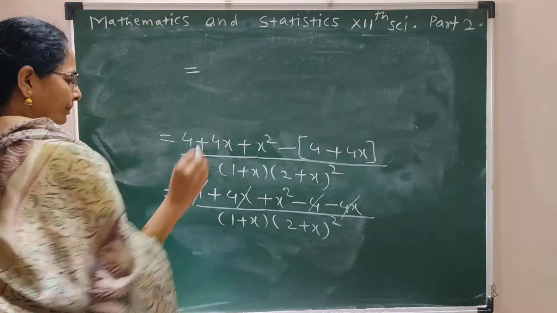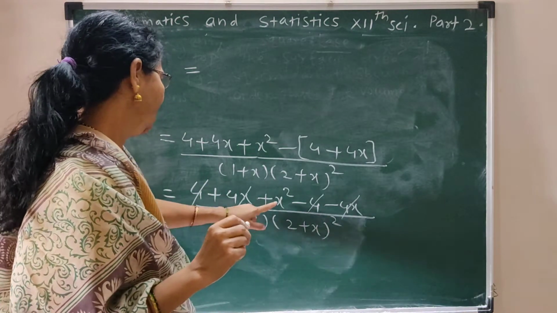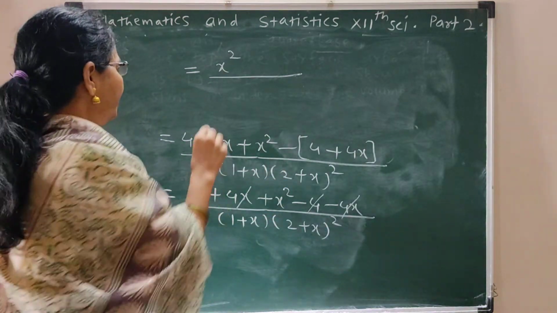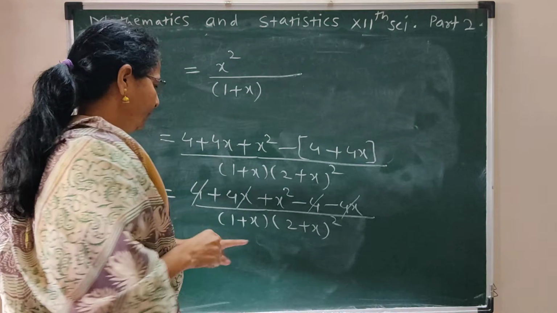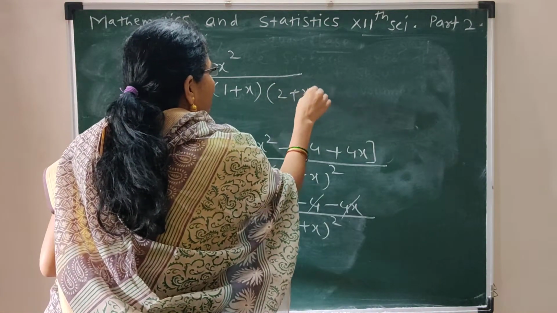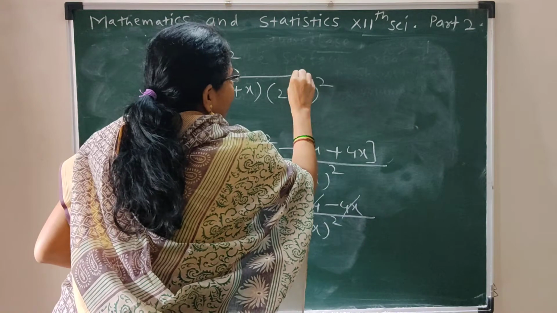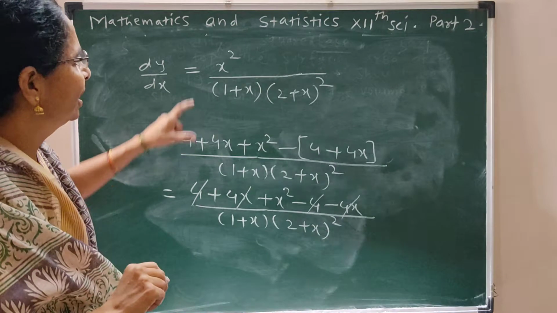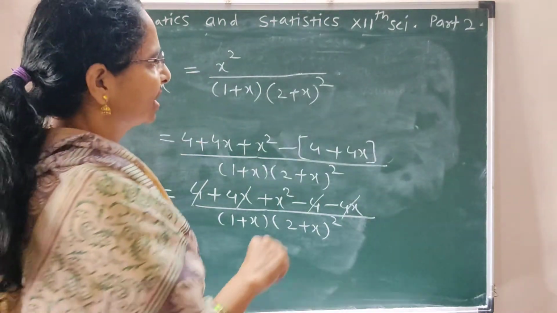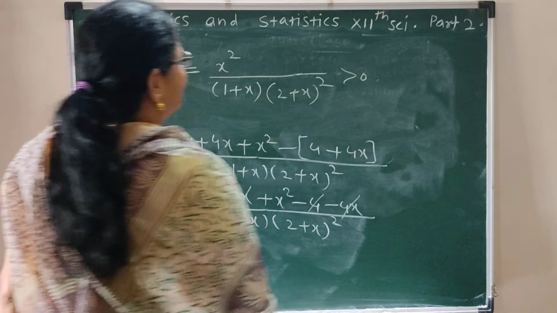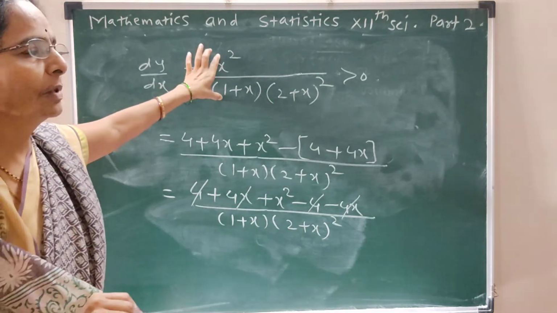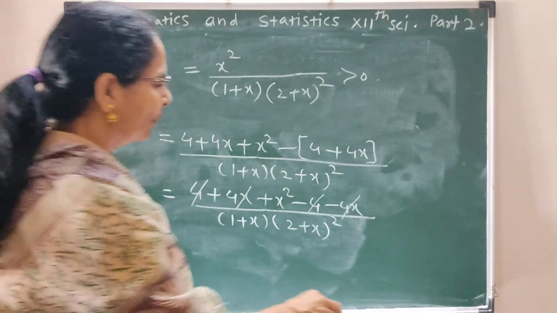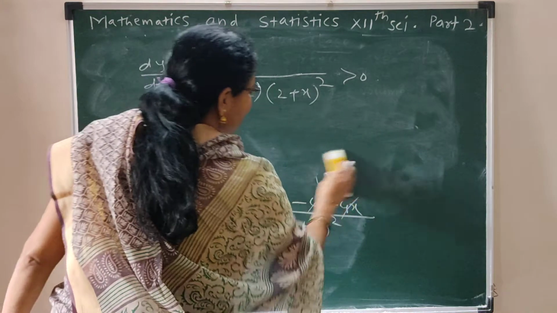Is equal to x square is remaining term, 1 plus x, 2 plus x bracket square. This is value of dy by dx. If we see, then this is totally positive term, which is greater than 0. That means dy by dx is greater than 0. So function y is increasing function.